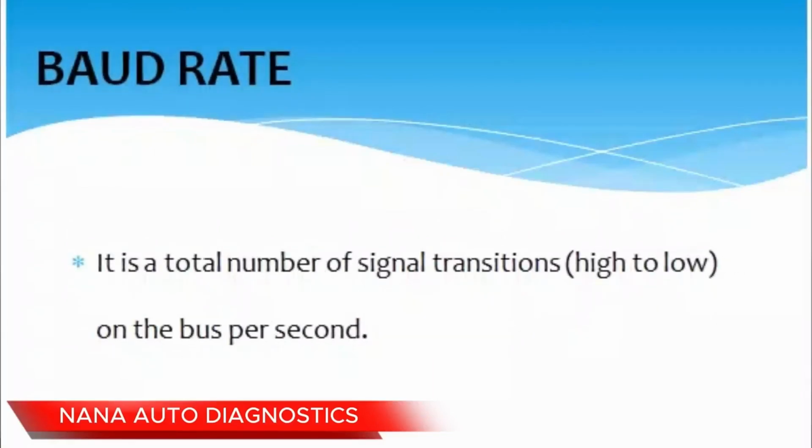The next terminology that I wouldn't like to go without mentioning is the baud rate. Now, baud rate is defined as the total number of signal transitions, that is from high to low, on the bus per second. Now, this is going to be a very important parameter, especially when we are doing waveform analysis of these networks. So we shall look at it in detail when that time comes.